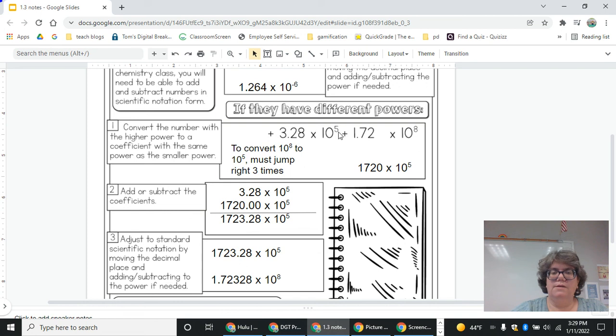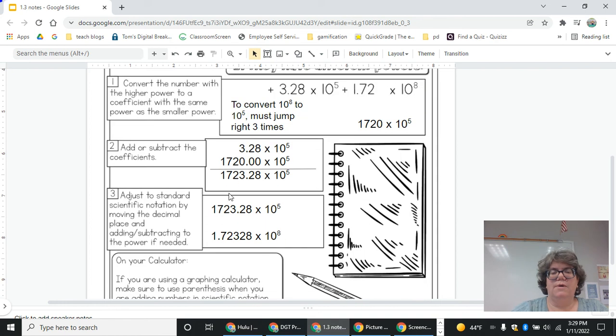So I've got 3.28 times 10 to the 5th, and 1,720 times 10 to the 5th. Now I can add these together. Add my numbers, the exponent stays the same. There's a lot of adjusting I have to do here, right? Because I've got to move this now 3 places to the left to make this number correct. Move my decimal place 3 jumps, and then I add 3 to my exponent because I moved it 3 jumps. So I end up with 1.72328 times 10 to the 8th power. 5 plus 3 is 8.